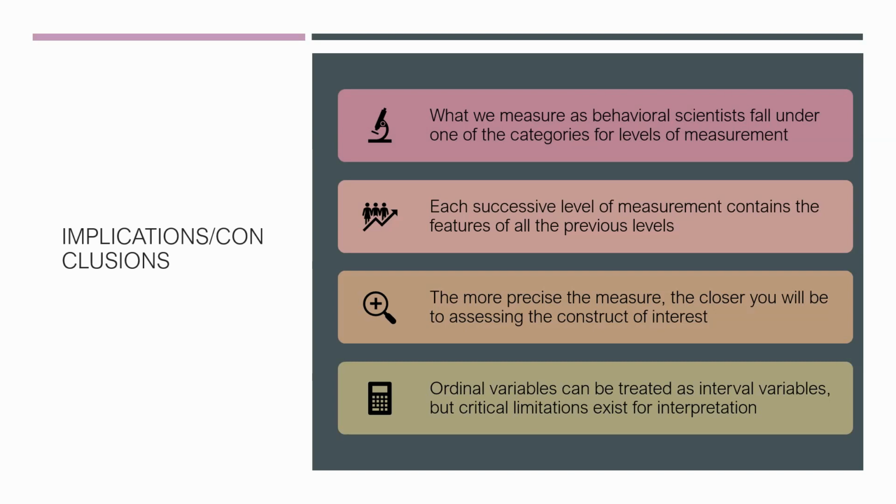Moving on, the more precise the measure, the greater the precision, the closer you will be to assessing the construct of interest. This is very important. Definitions start from the moment we define the measure. Okay? The more precise we get at a measure, the closer we will be able to assess the construct of interest. And lastly, ordinal variables can be treated as interval variables, but there are critical limitations to doing that or to interpreting those. All right? So just keep these general conclusions in mind.